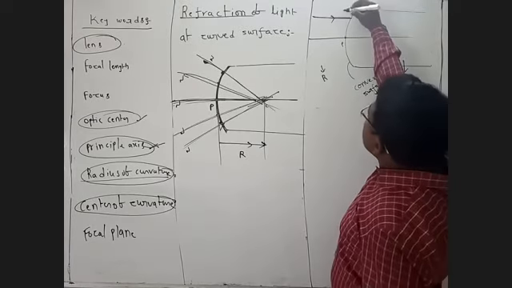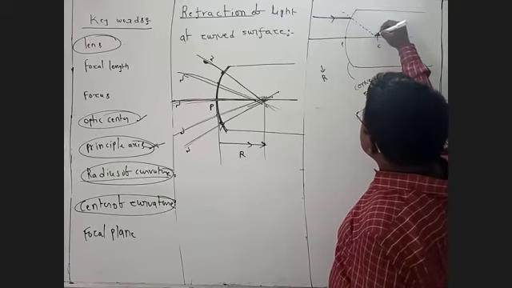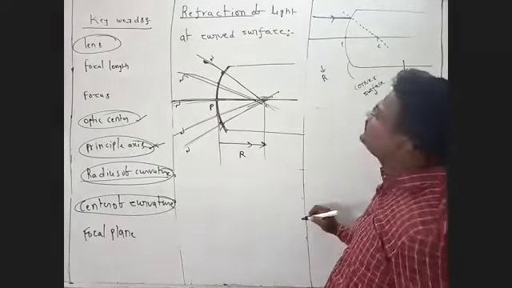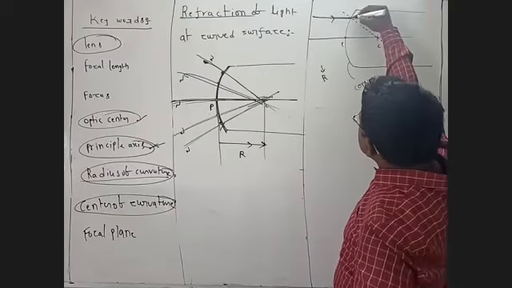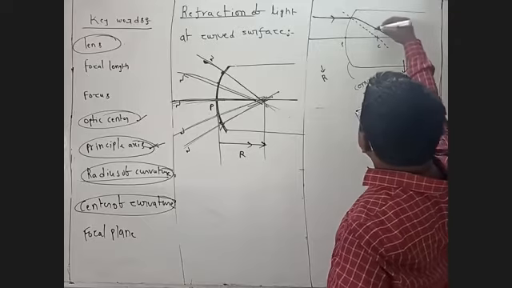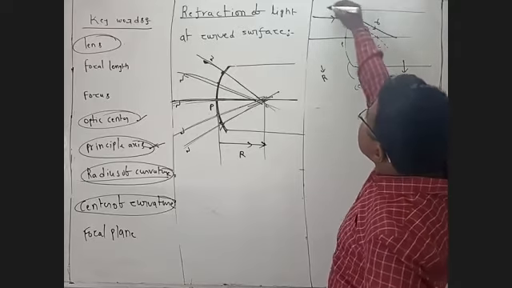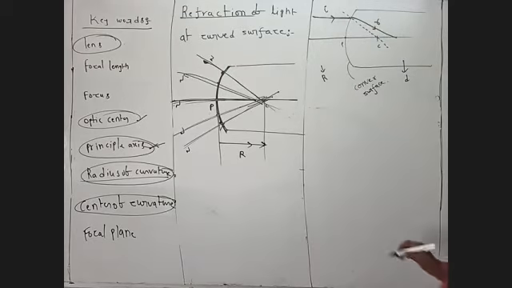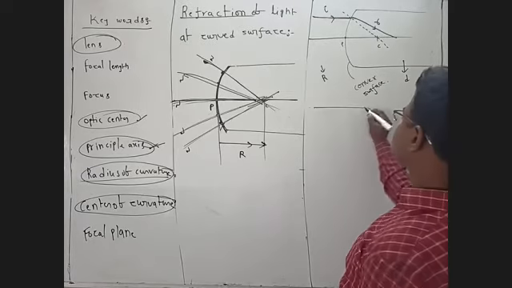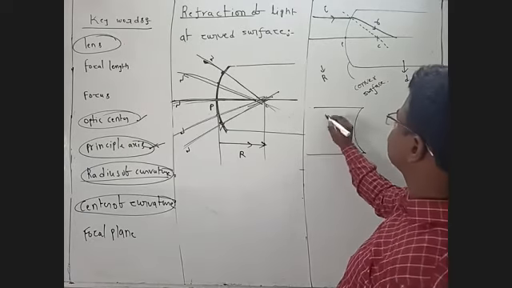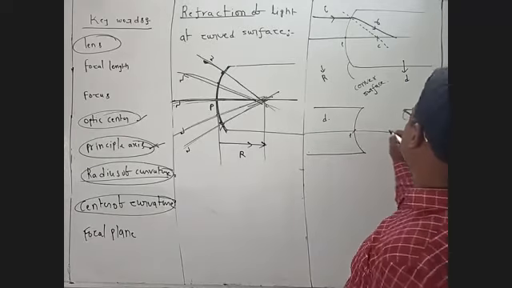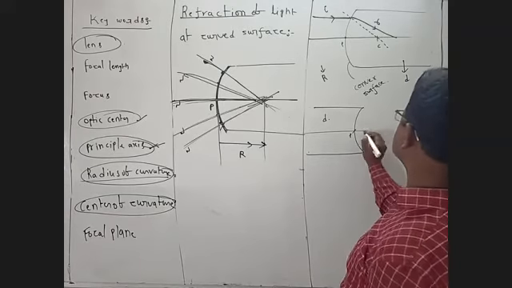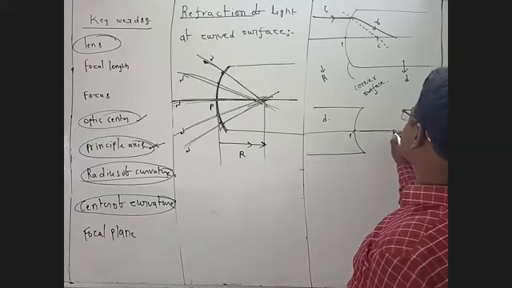We draw the normal line. Light travels from rarer to denser medium, so the refracted ray moves towards the normal. This is the refracted ray and this is the incident ray. That is one. Next, this is the denser medium, the rarer medium, and this is the center of curvature.